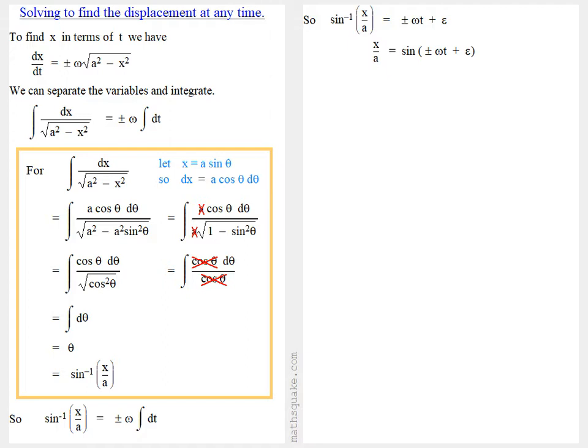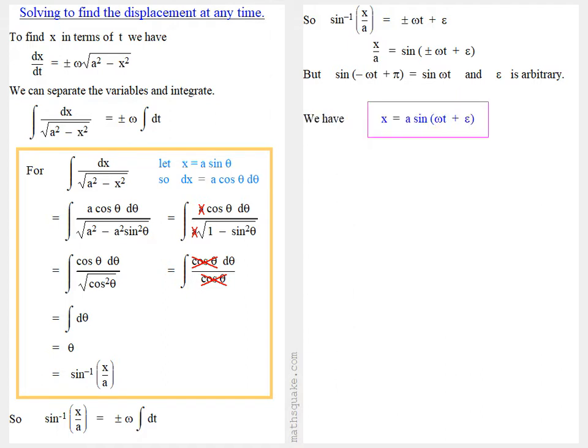Now we don't need to have plus or minus omega t, because the sine of minus omega t plus pi is equal to the sine of plus omega t. And since epsilon is arbitrary, we don't need to worry about the plus pi. And that leaves us with x is equal to a sine omega t plus epsilon. This is another important equation you should remember. You don't need to know how it was derived, but you should remember the result.